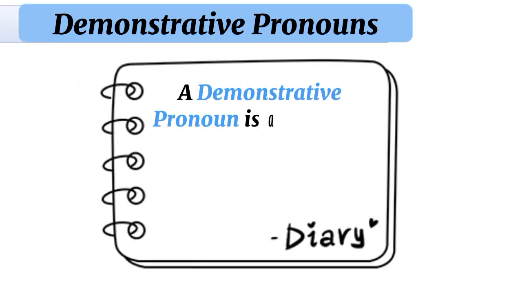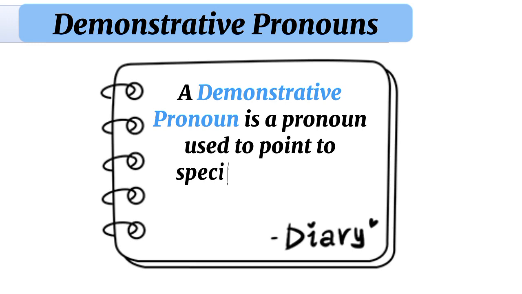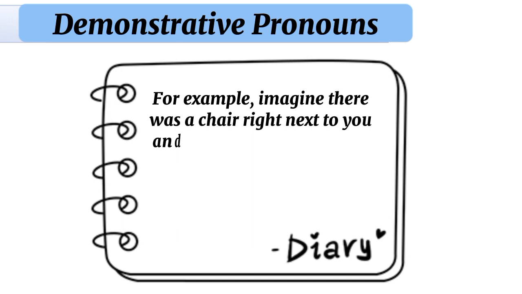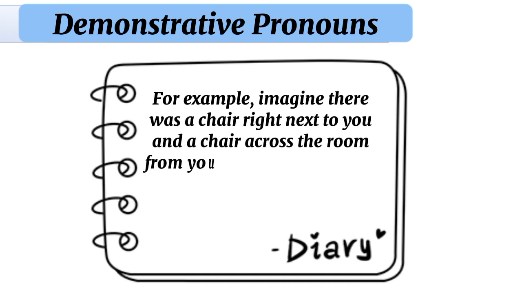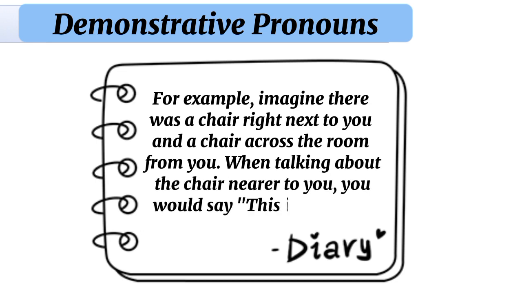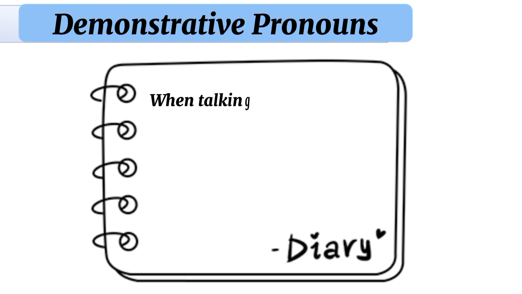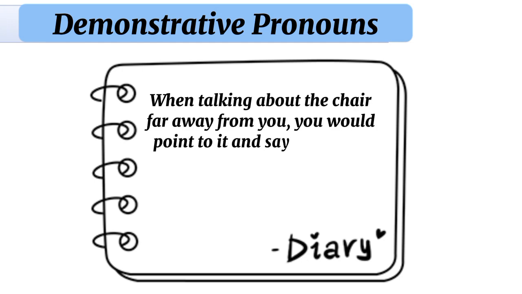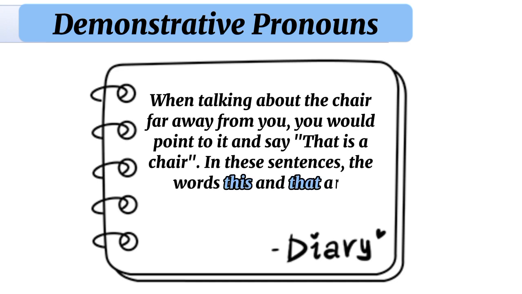Demonstrative pronouns. A demonstrative pronoun is a pronoun used to point to specific people or things. For example, imagine there was a chair right next to you and a chair across the room from you. When talking about the chair nearer to you, you would say "This is a chair." When talking about the chair far away from you, you would point to it and say "That is a chair." In these sentences, the words this and that are demonstrative pronouns.